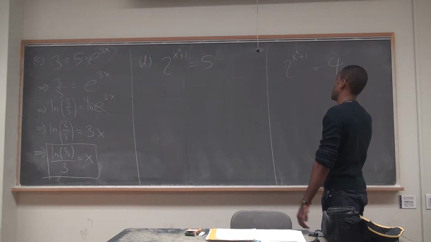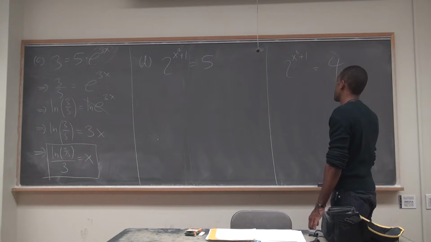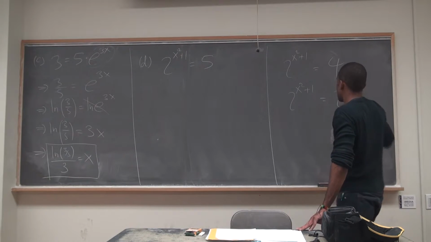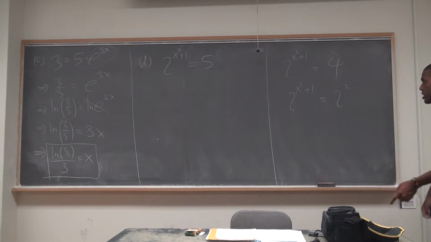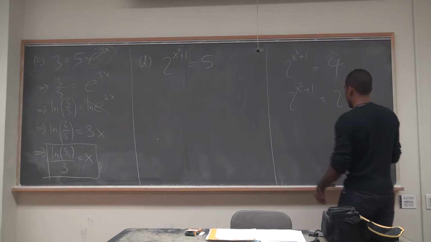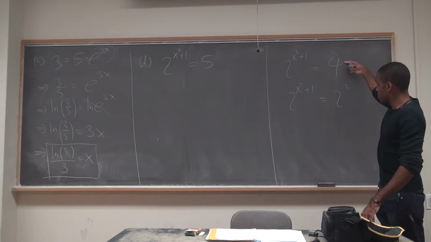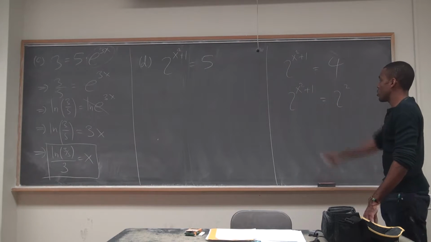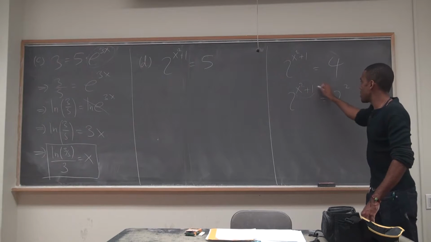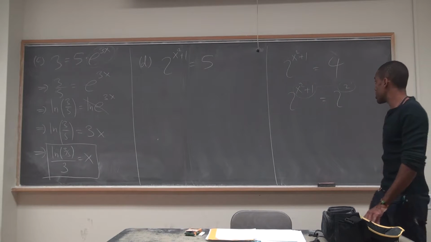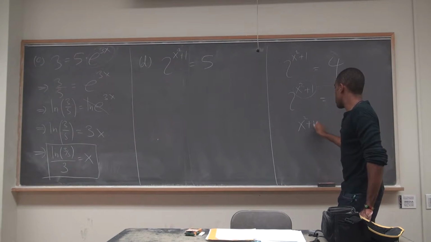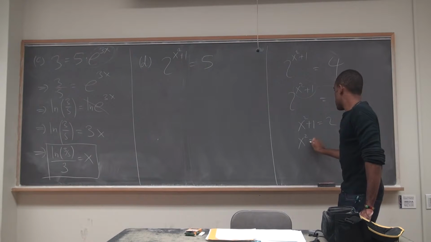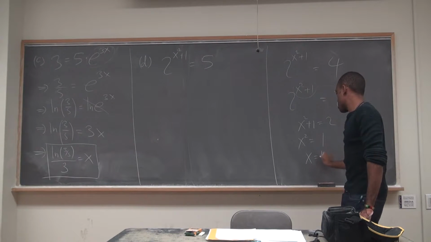How would you have solved this one? So 4 you can rewrite as 2 to the power of 2, and then if the bases are equal, you can set the exponents equal. And here again, you're using the fact that the exponential is a one-to-one function. So if it's possible, you rewrite one side in terms of the base of the other side. Once the two bases are the same, the powers have to be the same. You equate the powers, and so you'll get x squared plus 1 equals 2, and so x squared equals 1, so your x equals plus or minus 1.